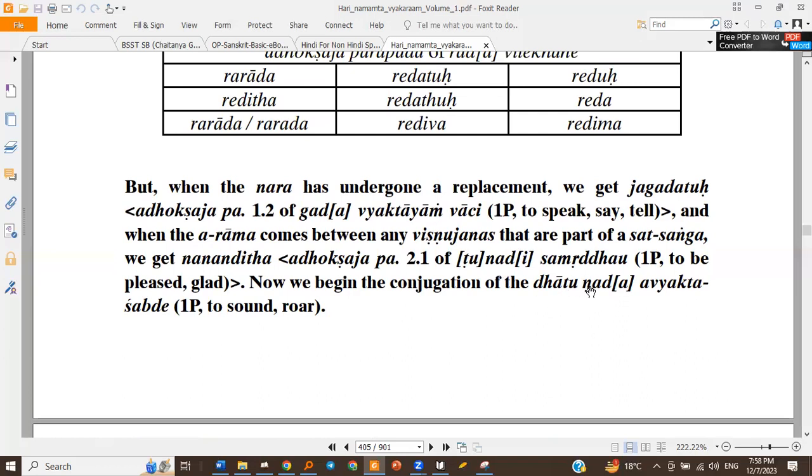The next dhatu is nada. Another avyakta shabde. So there are many words made from this dhatu, like nadati, ninad, nad, like they say nad brahma, and many words are made from this. So we'll discuss this in the next class. We'll do one more this week.